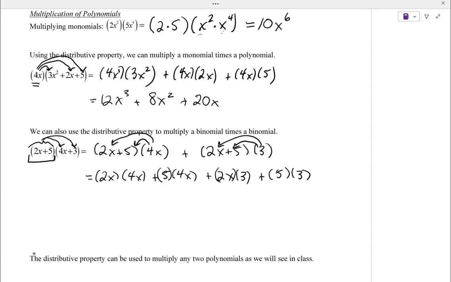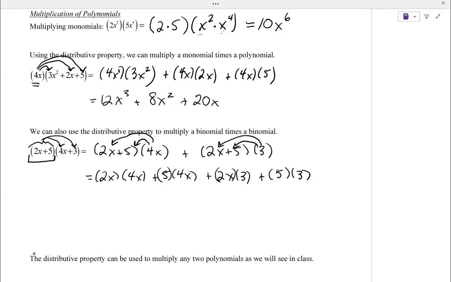Okay. But notice what I said about multiplying polynomials. I have to make sure that everything in the first polynomial gets multiplied by everything in the second polynomial. Notice the 2x here gets multiplied by the 4x and the 3. The 5 gets multiplied by the 4x and the 3. So everything in the first is multiplied by everything in the second. We had 2 things in the first, 2 things in the second, so we get 4 terms. If we had 2 things in the first and 3 things in the second, we would get 6 terms. And so on down the line.